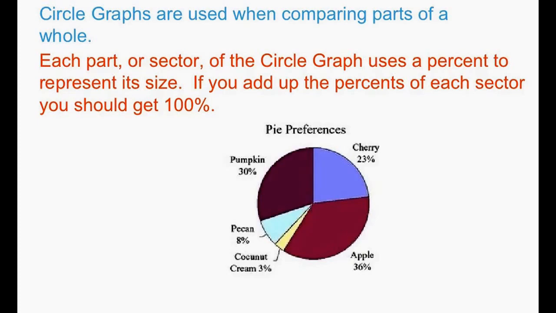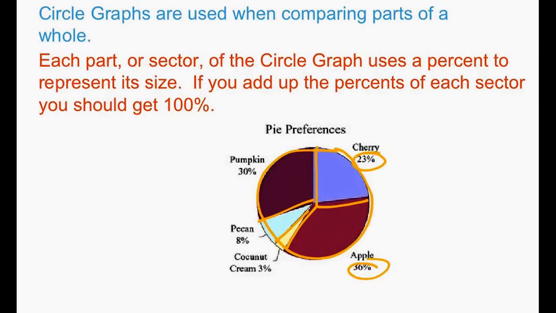Alright, so comparing parts of a whole, if we were to look at this whole circle graph, that would be the whole, and then each of these sectors here are the different parts of that whole. Okay, and then each of those sectors, the size is represented by a percent, like cherries 23%, apples 36%, and so on. And if you add up all the percents, they should add up to 100%.